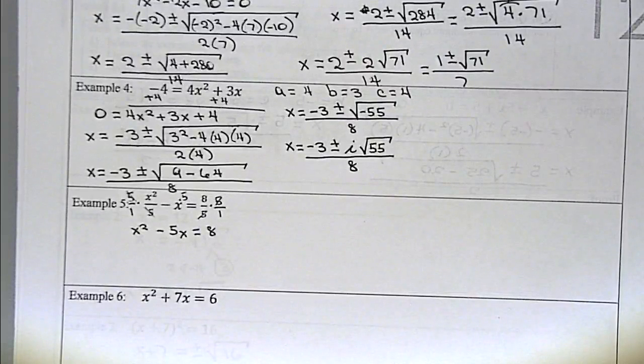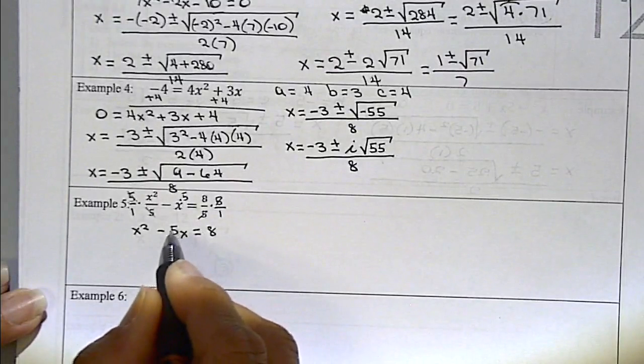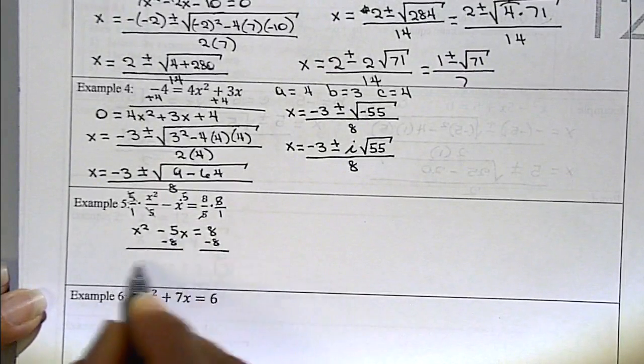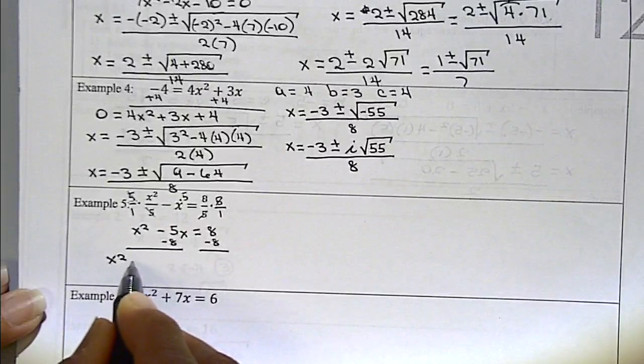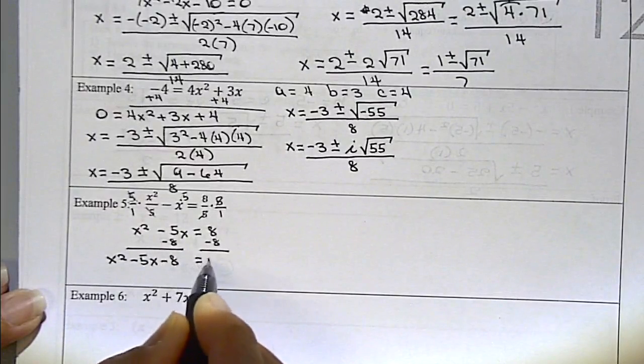I need everything to be on one side of my equation. I'm going to go to the side that has the x squared variable already there. So this thing is going to be subtract 8 from both sides, right? However you want to write it. x squared minus 5x minus 8 is now equal to 0.